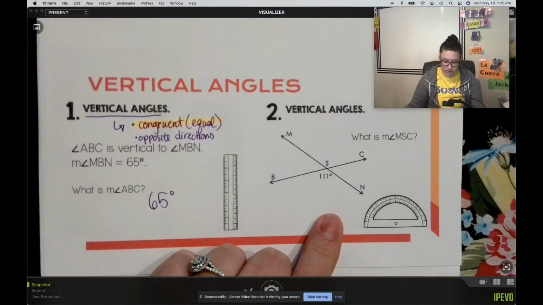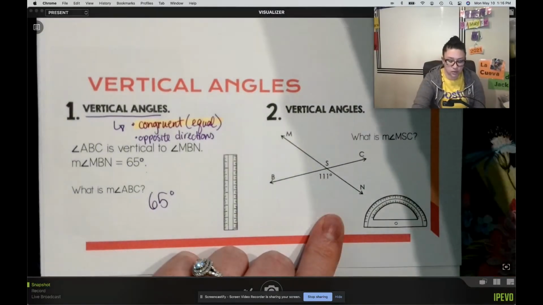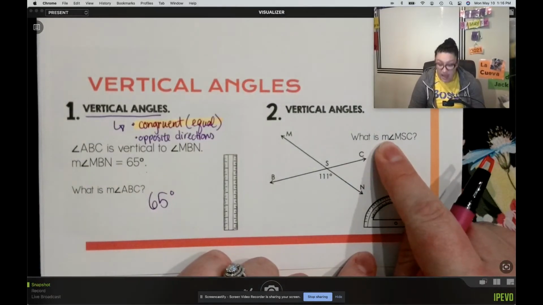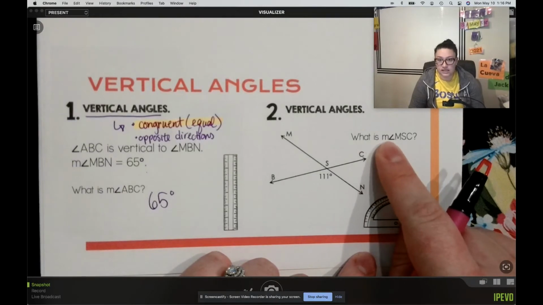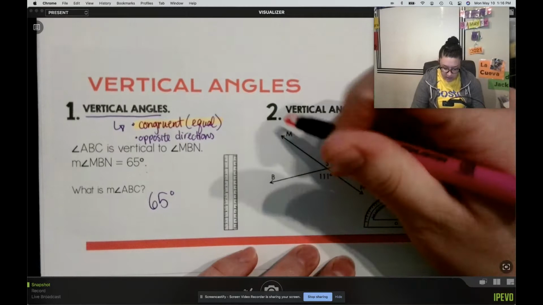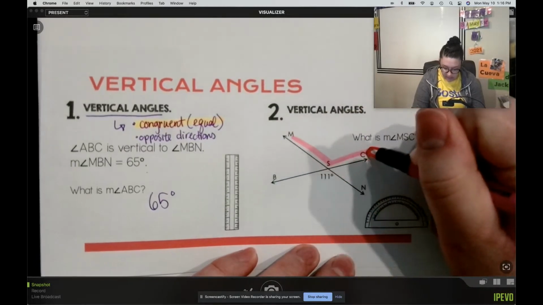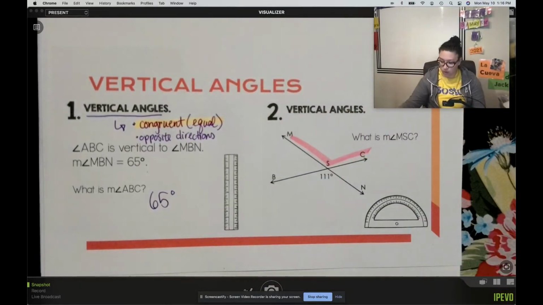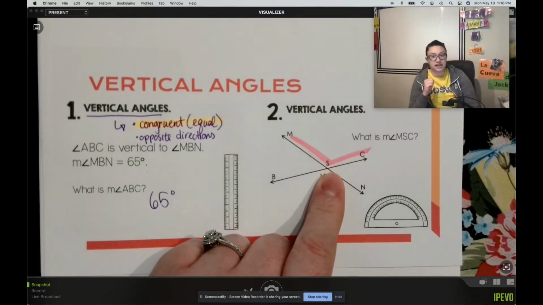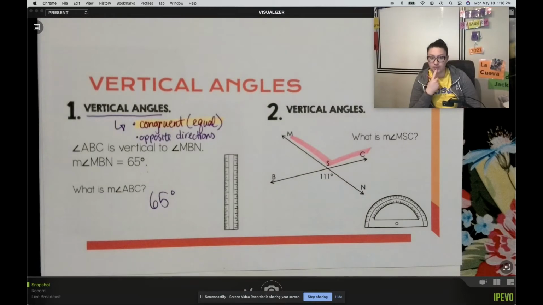Example 2. It says, what is the measure of angle MSC? M means measure. So here is MSC. I want to know, what is that angle measure? Pause the video for just a second. See if you can get this one.